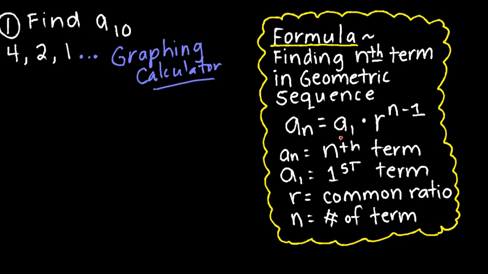a sub 1 is the first term, and in our particular case, it's going to be 4. And r is the common ratio. And r is going to have an exponent of n minus 1.